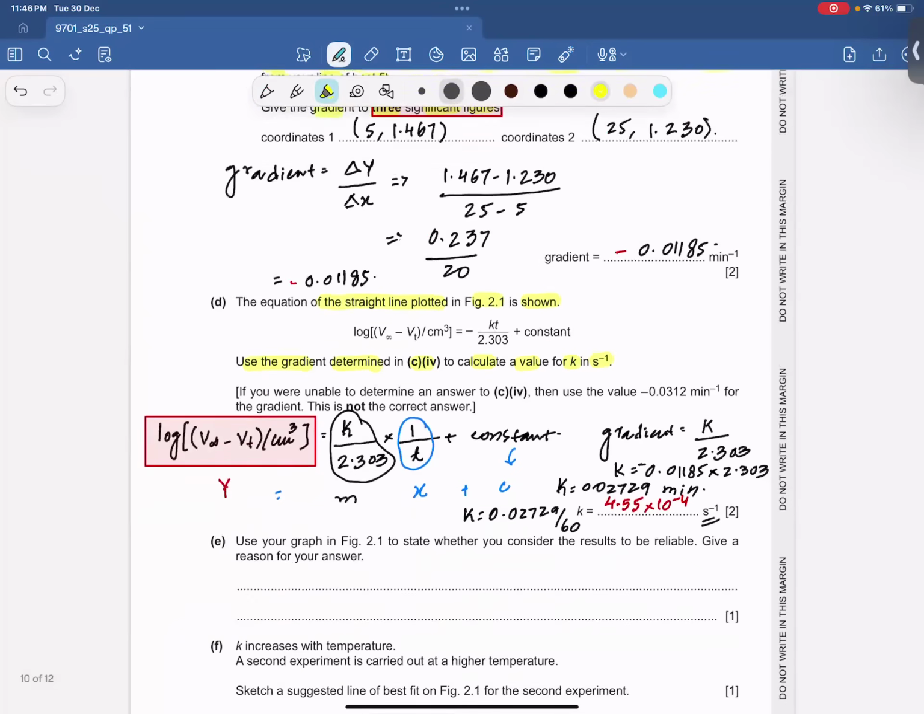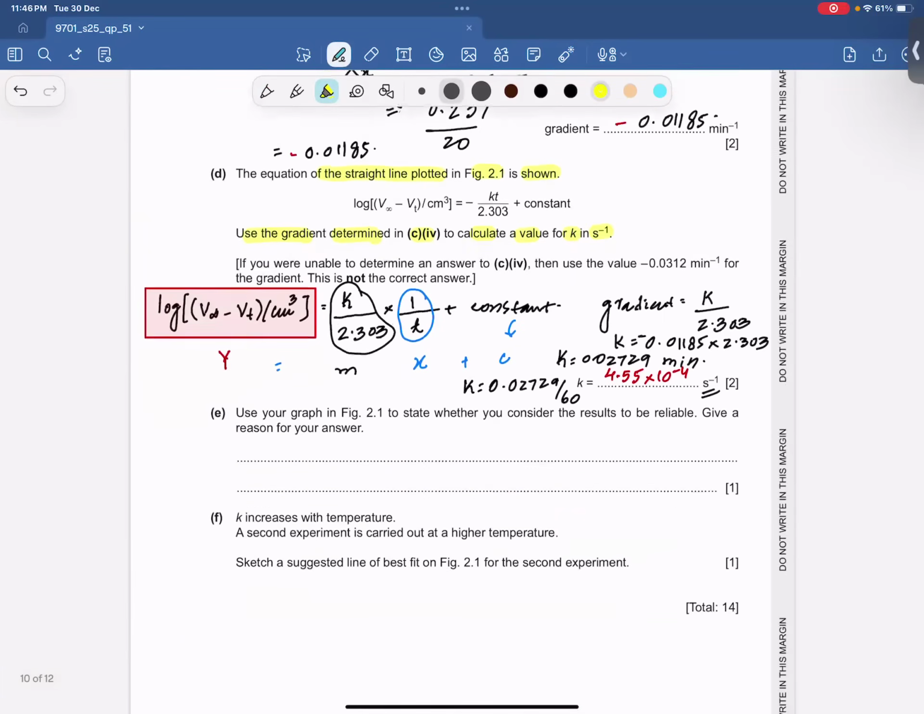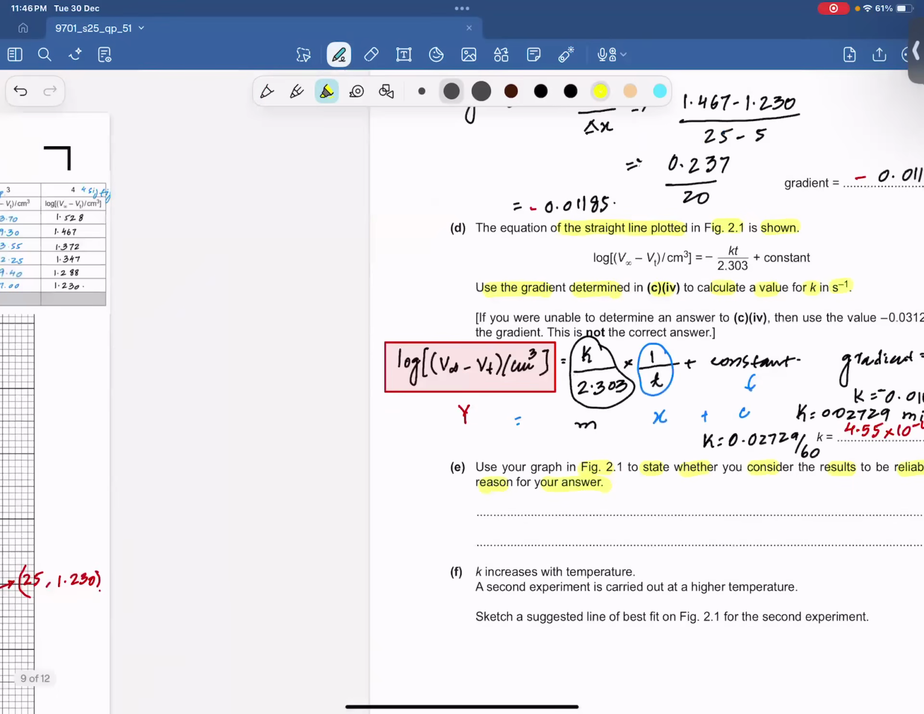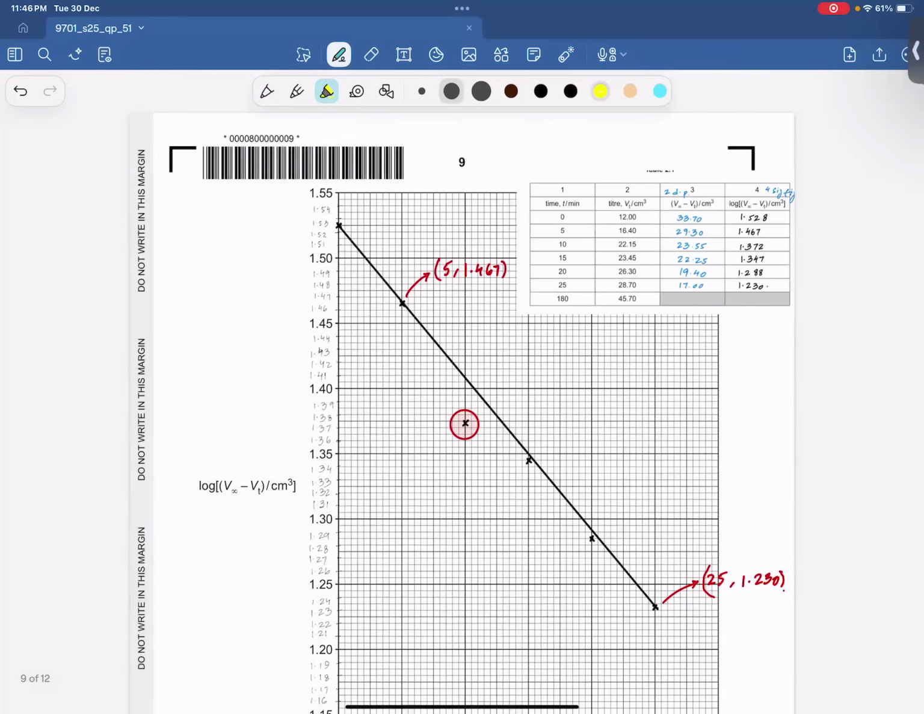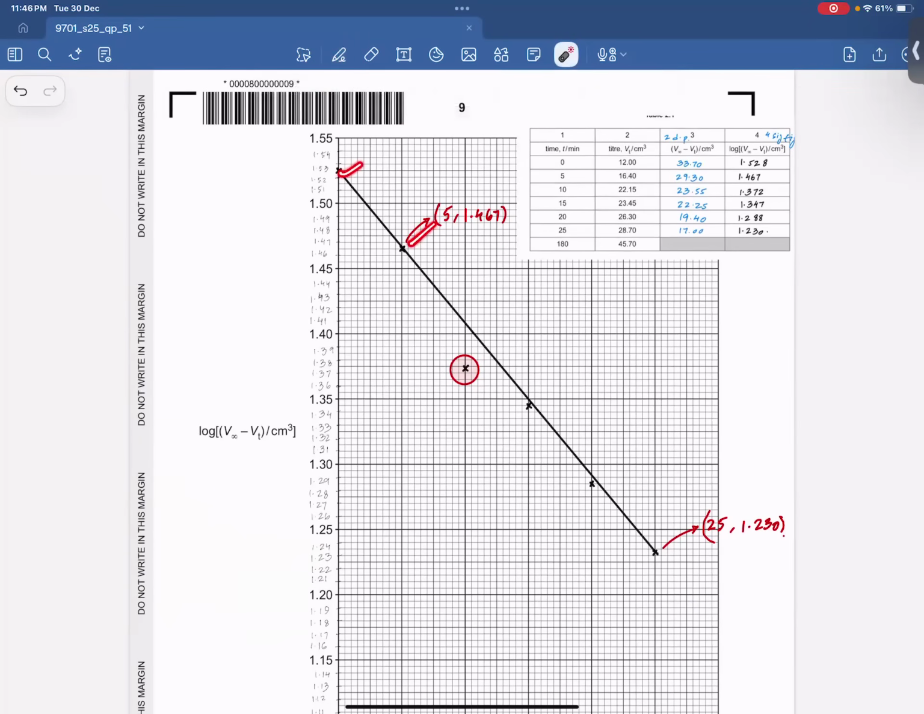On the basis of that value, you can get the answer. Use your graph in figure 2.1 to state whether you consider the results to be reliable. Give a reason for your answer. Okay. So my answer is that most of the points lie on the line of best fit.